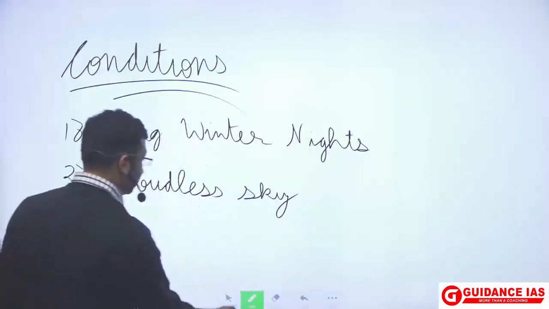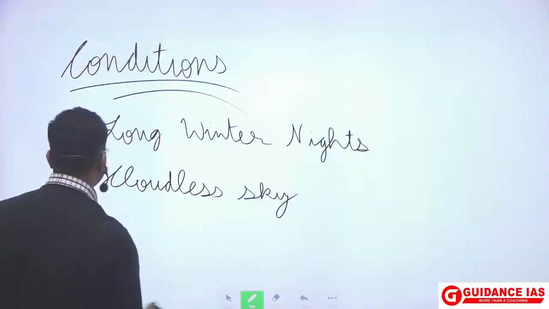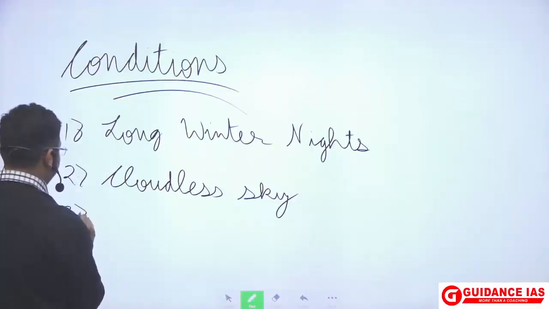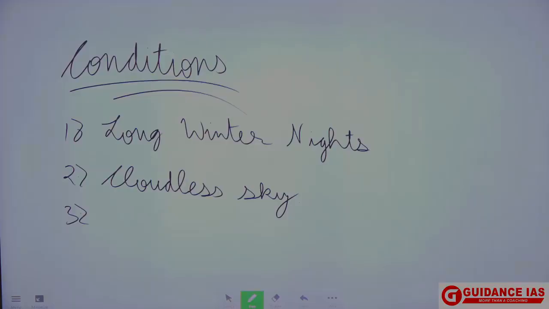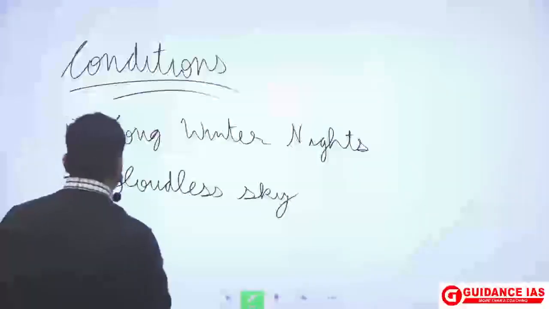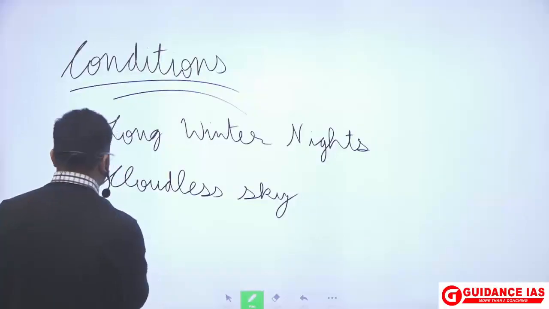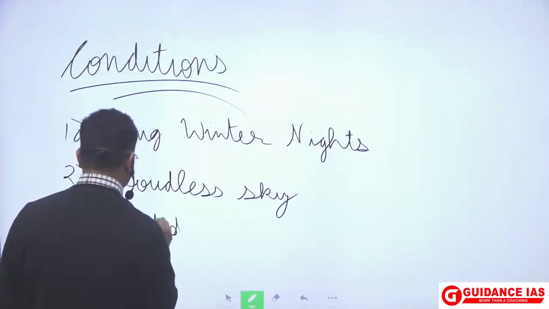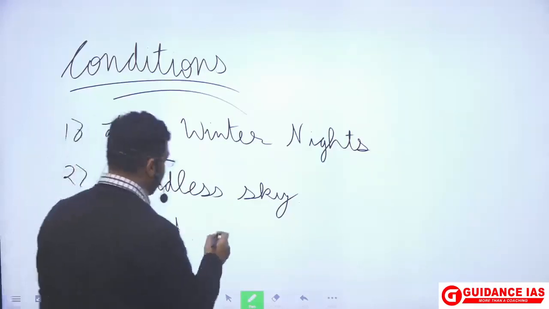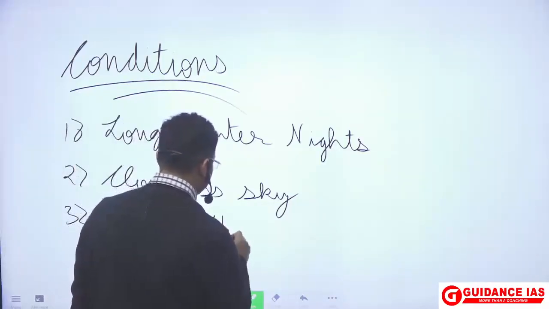Now let's move on to the third condition, limited humidity.